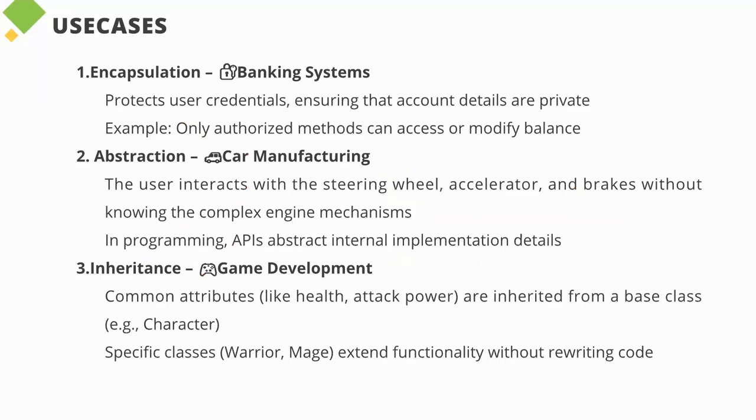So let's see the use cases where OOPS concepts are actually used. Encapsulation, I told earlier what it is. It protects the user credentials. It's mostly used in banking systems, where only authorized methods and users with authorized privileges are granted access. Abstraction example is car manufacturing, where the complex engine mechanisms and user interactions are handled in a concise and protected way. We just go with APIs for the implementation details.